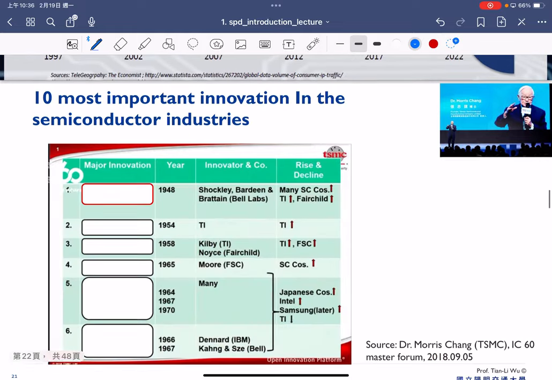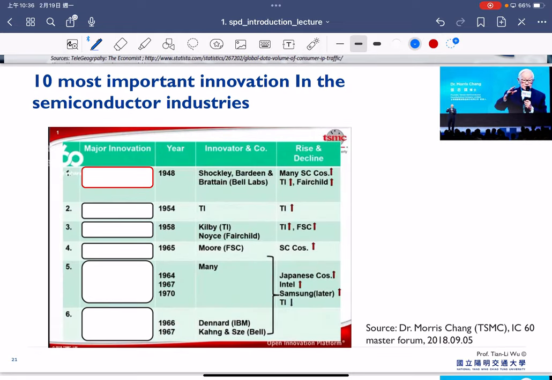But it's also very interesting to know, if you look at the semiconductor history, what would be the most important innovation in the several decades here? Of course, it's very difficult to make a short summary of which innovation is the most important, because we are all living in different ages. But if you look from Dr. Morris Chang's point of view, this is a very interesting summary from his personal aspect, because he has been living through the moment of semiconductors from nothing until right now.